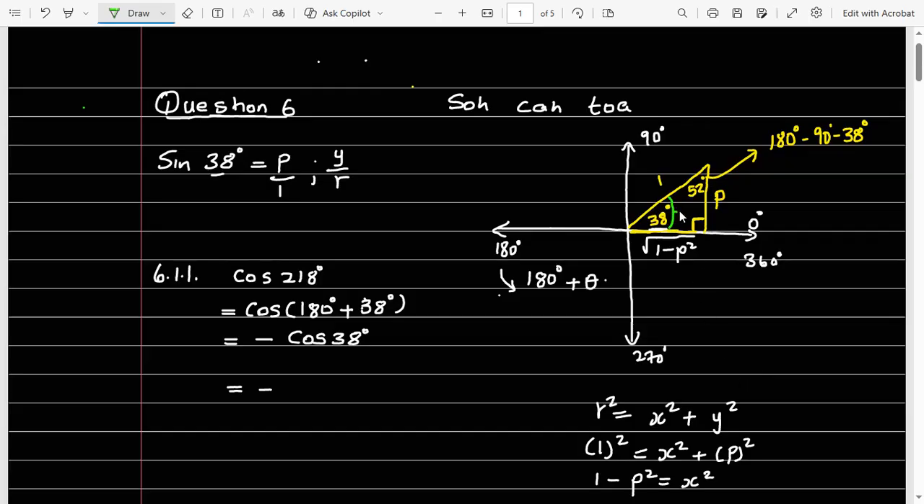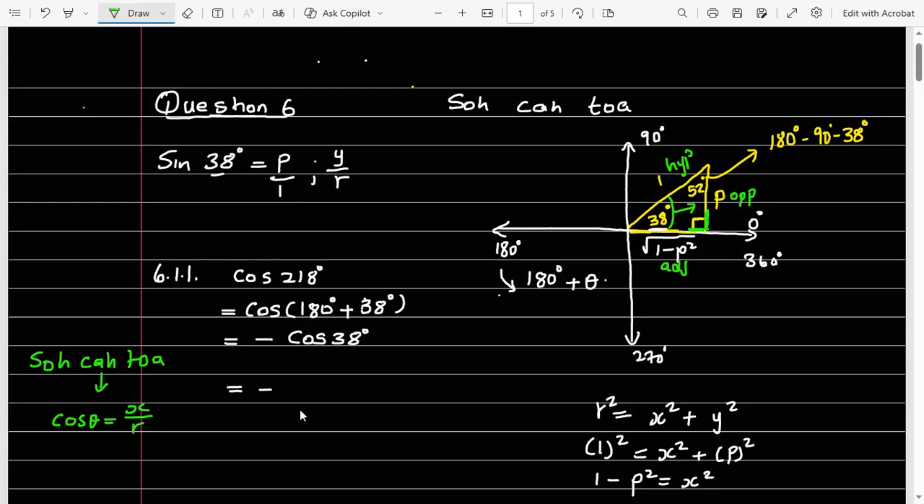So if I'm using that angle, this is my opposite and this is my adjacent. Because remember, the 90 degrees is formed by opposite and adjacent, and this will be my hypotenuse. So if I'm using angle 38, my opposite is P, my adjacent is the root of 1 minus P squared, and my hypotenuse is 1. So according to SOHCAHTOA, cos of theta is going to be adjacent, which is x, over hypotenuse, which is r.